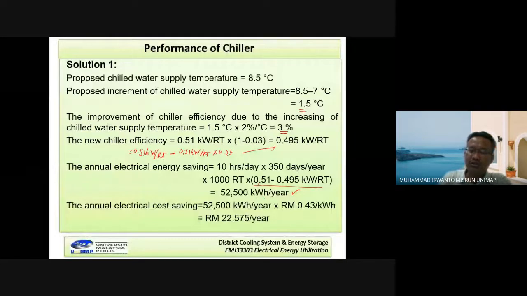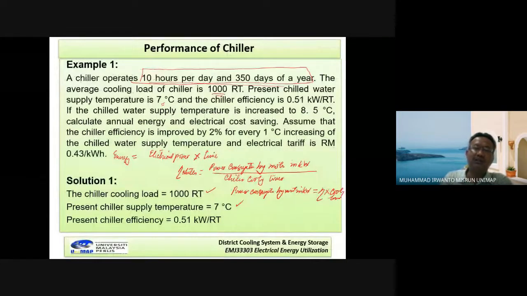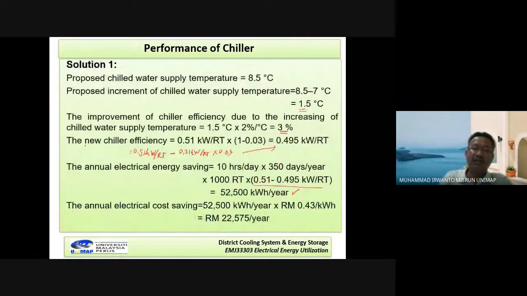Because the cost per kilowatt hour is RM 0.43, we can obtain the annual electrical cost saving as the annual electrical energy saving multiplied by RM 0.43 per kilowatt hour. So the total electrical cost that can be saved by the system is around RM 22,575 per year.